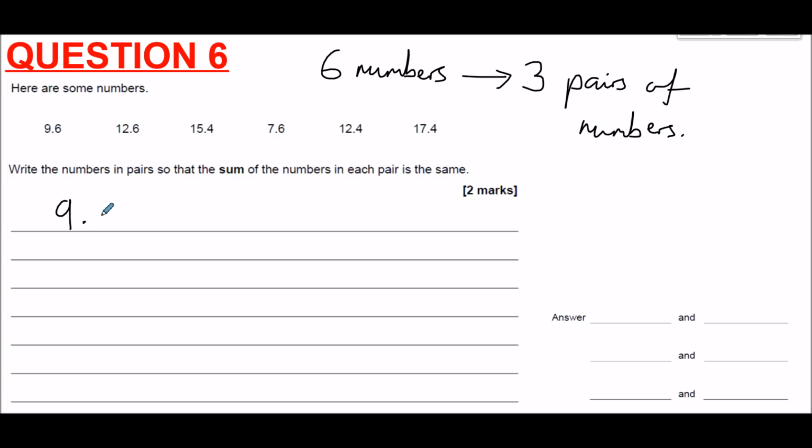So first of all, we've got 9.6. If you're adding up decimals, by the way, make sure your decimal's in line all the way down. Apart from that, it's just like adding up normal numbers. 12.6, 15.4, 7.6, 12.4, and finally 17.4.